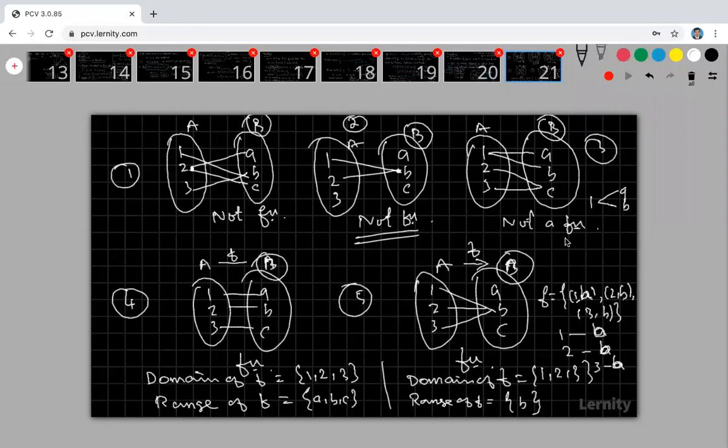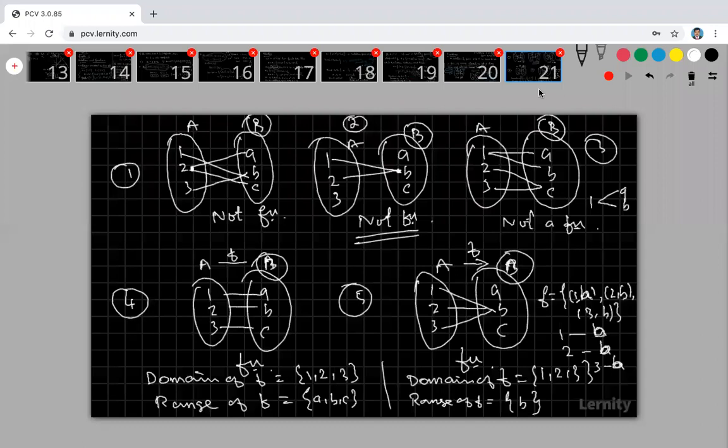Not at least, Harish, exactly. Use that word exactly. At least means what? More than one image also allowed. But more than one image means that is not a function. Use the word exactly, Harish. Exactly one image. Every element should have exactly one image, not more than one image, not less than one image. Okay.